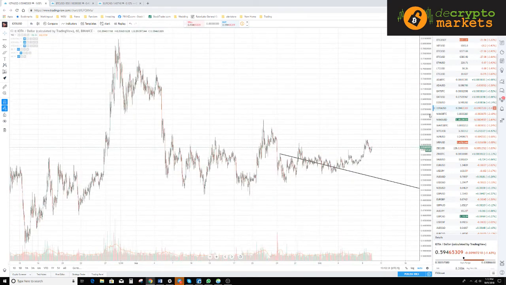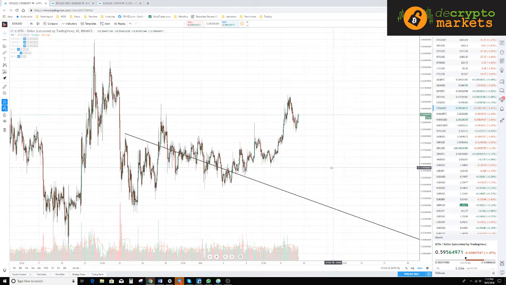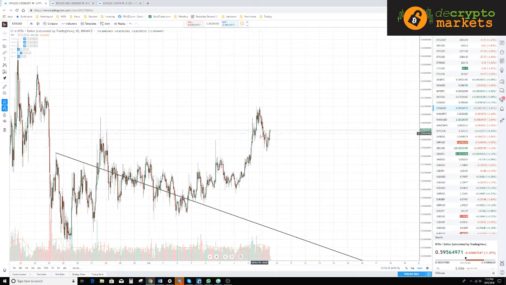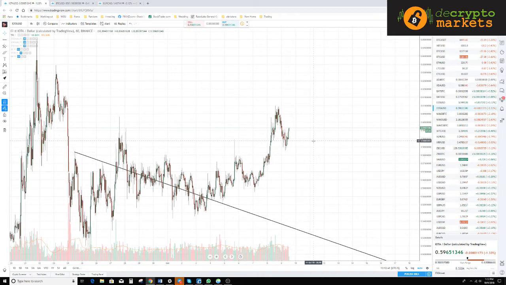IOTA. So IOTA has had a pretty nice drive too. Looks like we had a move up, we've had a little pullback, and this may be the next leg higher here. We'll watch out for these.